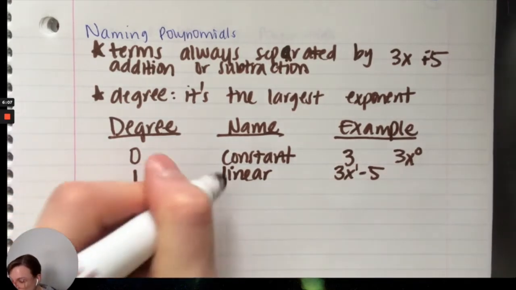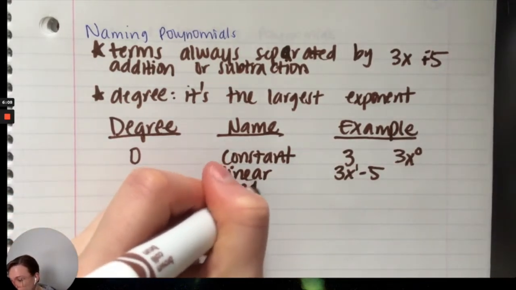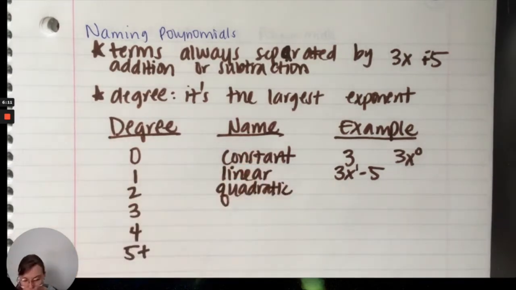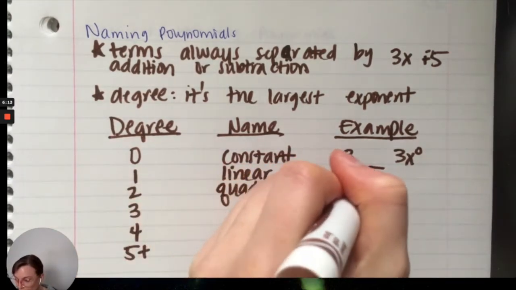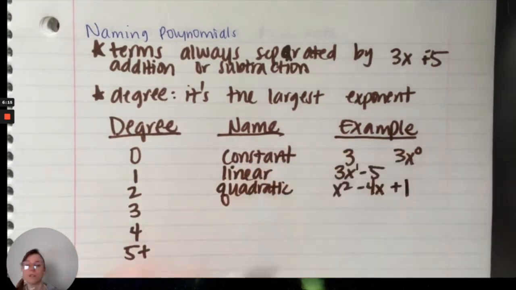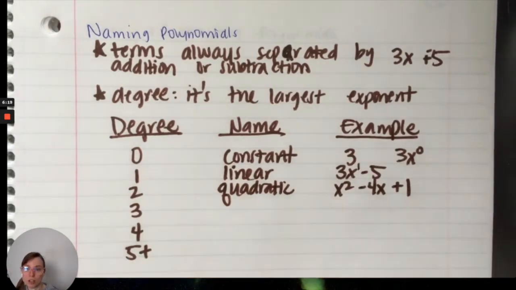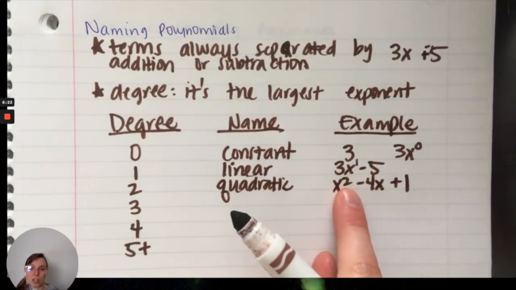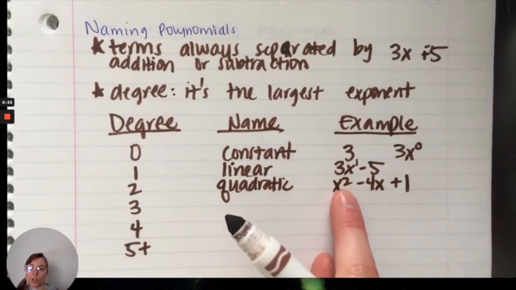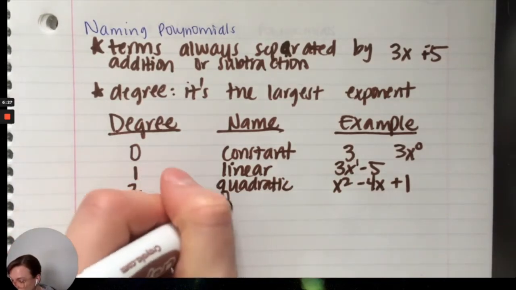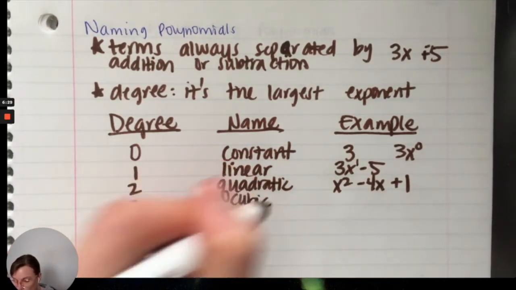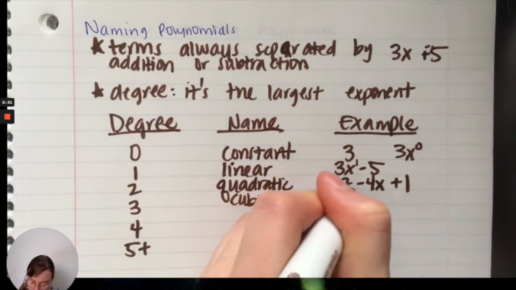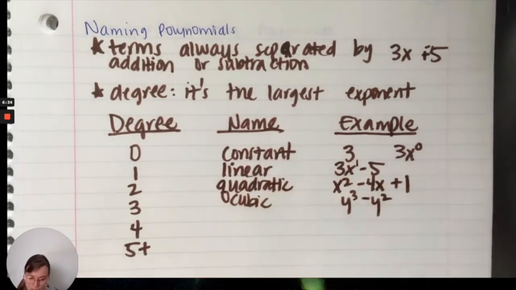All right. 2, this is quadratic. So I could rewrite this as x squared minus 4x plus 1. Doesn't matter how many terms. Terms is on our next table, but the degree is 2. If the highest exponent you see is a 2, this is called a quadratic. And then cubic is if it has degree 3 as the highest degree.